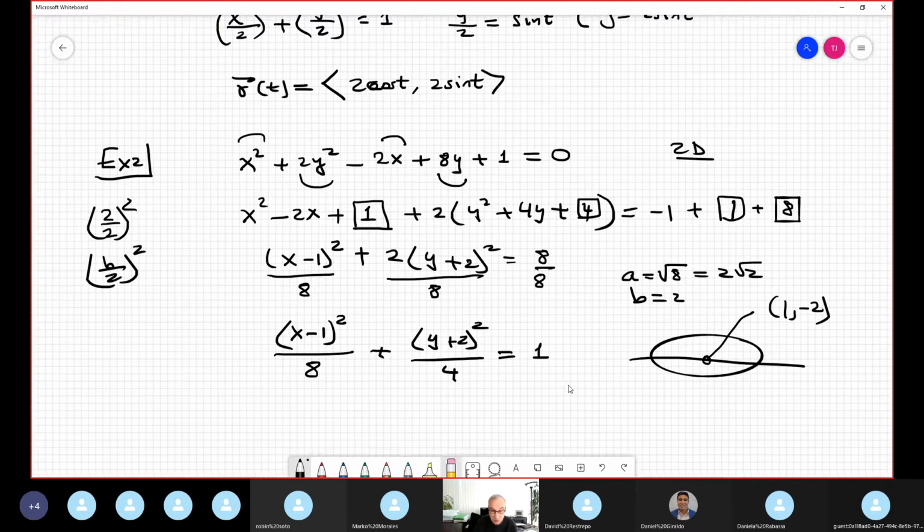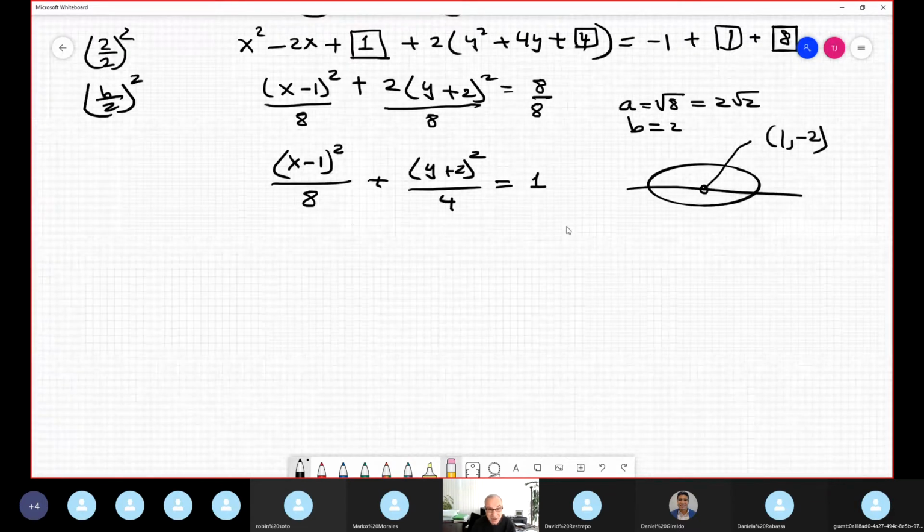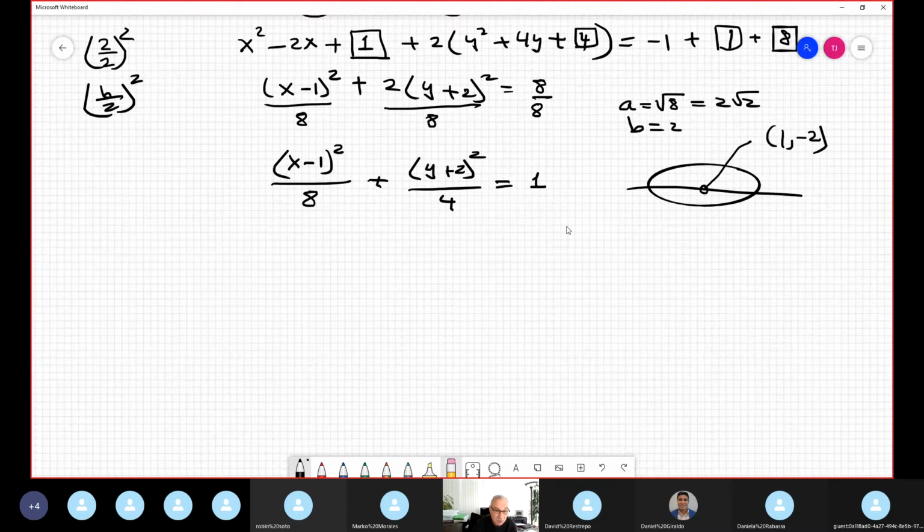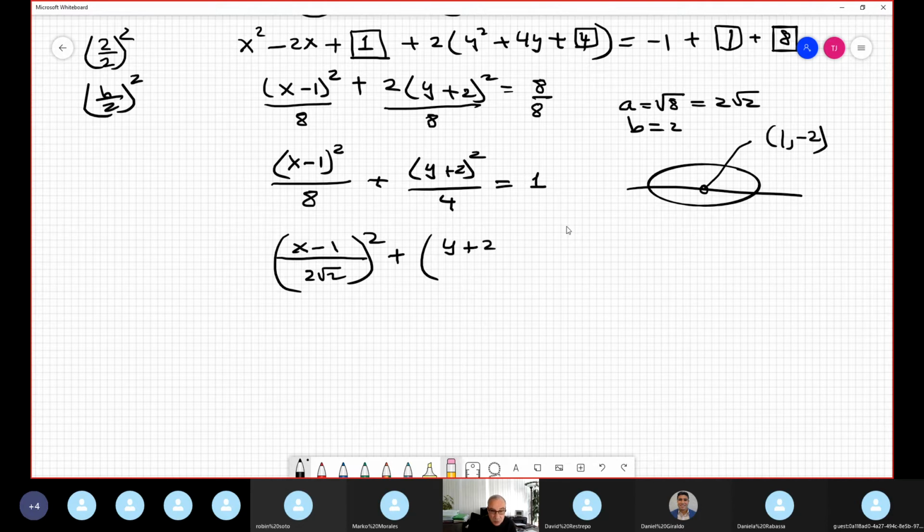But where is my goal? This is called algebra, or precalculus, I don't know. It's expressed like a parametric and also expressed like a vector function, a vector-valued function. So it is (x minus 1) over 2 radical 2, squared, plus (y plus 2) over 2, squared, equals 1.